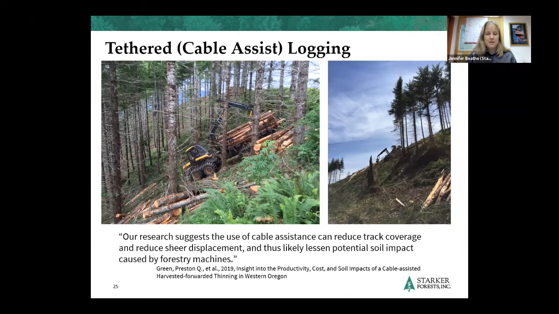My main point here is that there's some research that's been done. Kevin was even involved in this one, and several others from the Forest Engineering Department at Oregon State. Their research suggests that the use of cable assistance can reduce track coverage and reduce shear displacement, and thus likely lessen the potential soil impact caused by forestry machines. So while there are cables assisting this equipment, it's not like they're dragging them up the hill.